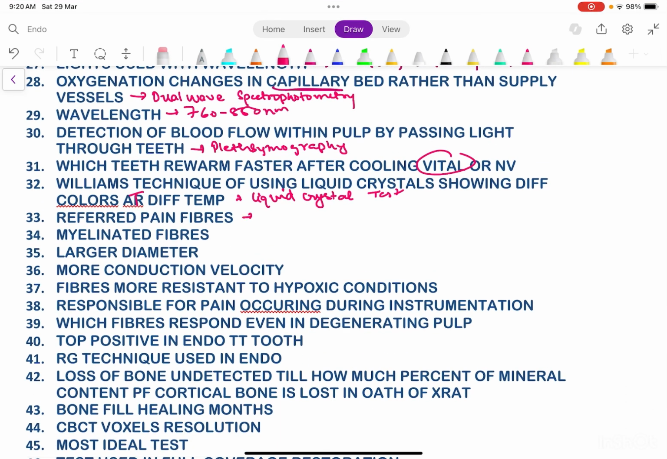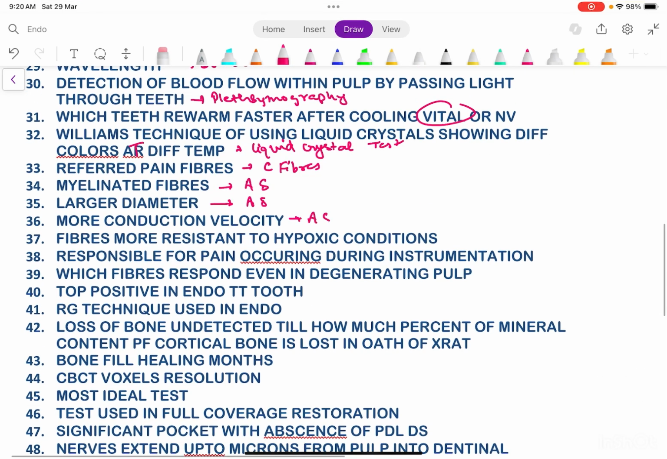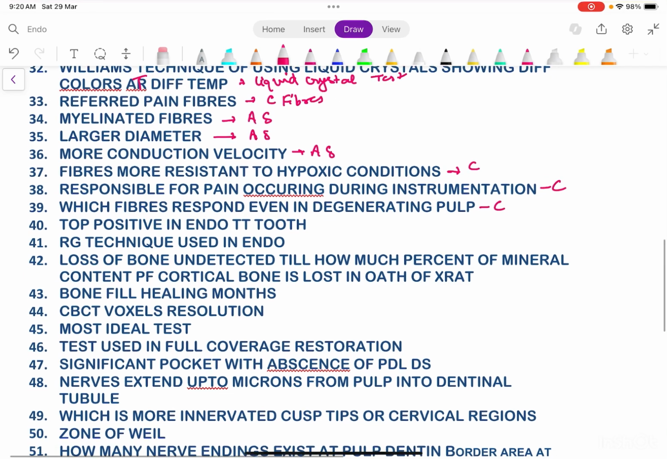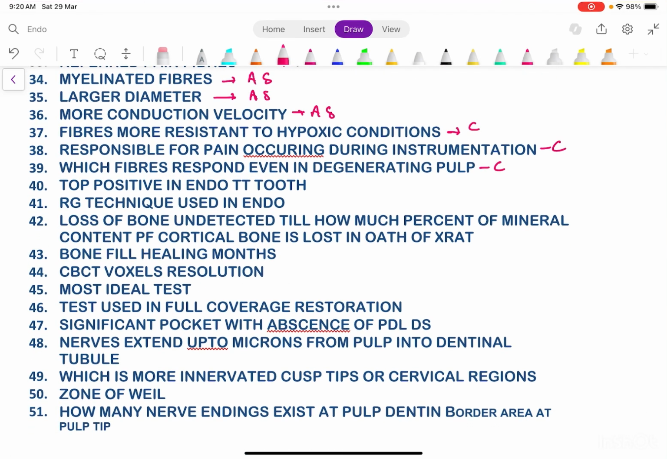Now referred pain is because of C fibers, I guess; I'll confirm it. Myelinated fibers are A fibers, A delta, and the larger diameter is also A delta. More conduction velocity is also A delta. Fibers more resistant to hypoxia are C fibers. Fibers responsible for pain during instrumentation, again C fibers. Fibers which respond even in a degenerating pulp, C fibers. TOP positive in an endodontically treated tooth is suggestive of eccentric contacts.